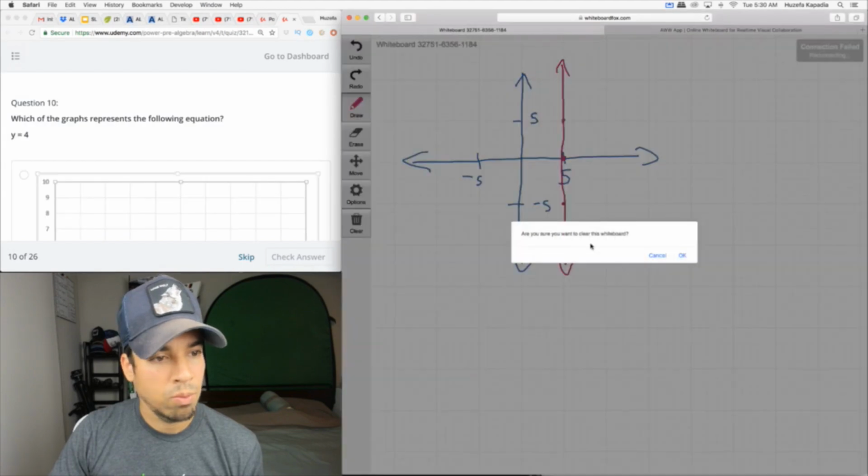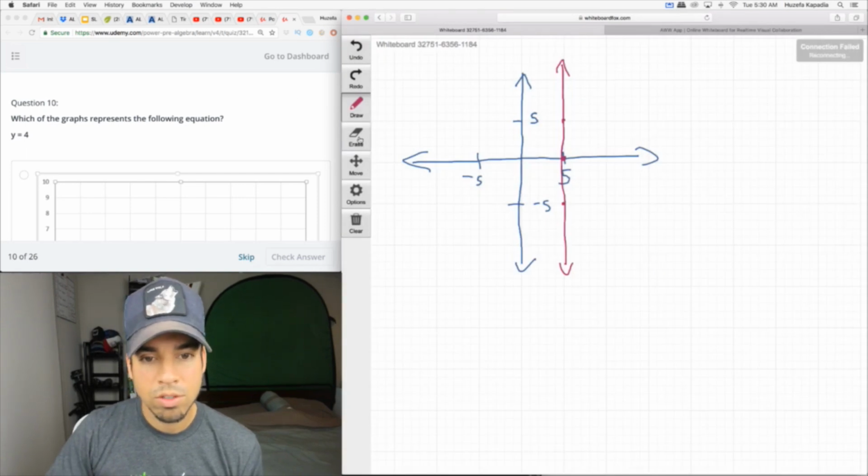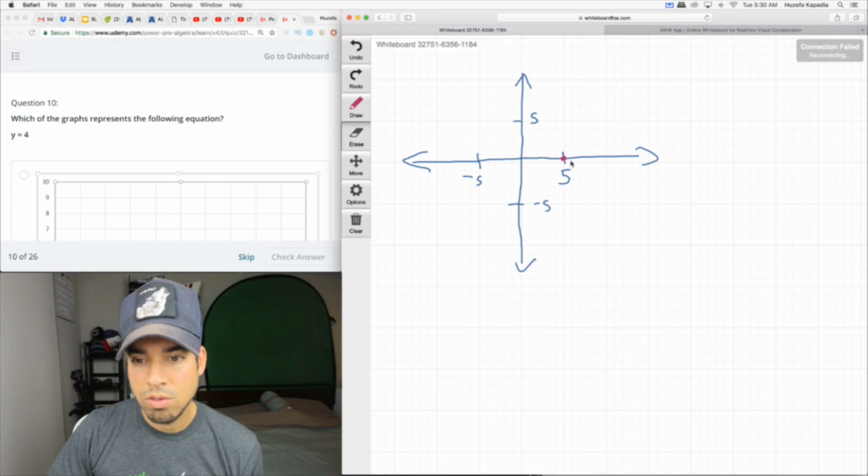Question number 10. Which of the graphs represents the following equation, y equals 4? Actually, I'm not going to erase this now. I'm going to do the exact same example, but for this line. So now I'm going to ask you, what happens when x equals 0?